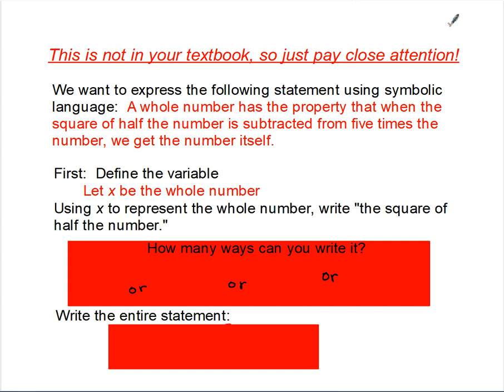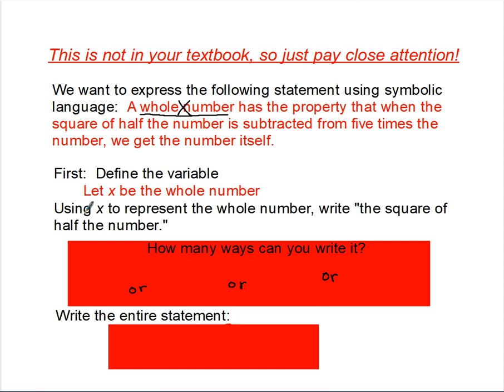It says we want to express the following statements using symbolic language. A whole number has the property that when the square of half the number is subtracted from 5 times the number, we get the number itself. That's a whole lot of words. So we want to always start with just defining the variable. In this case, we're going to say x is the whole number. Whatever this whole number is that we're talking about right here, we're going to call it x. And so we know that x has the property. That just means that what you're doing to it is going to work, okay?